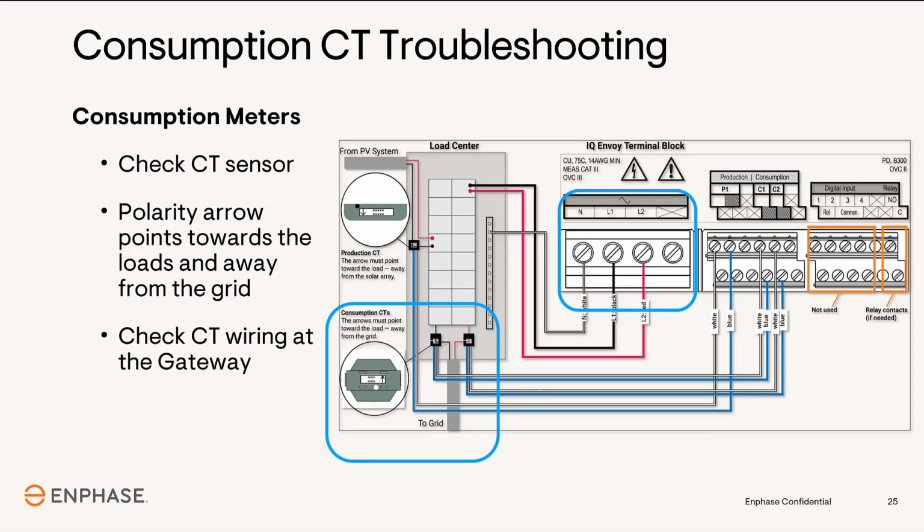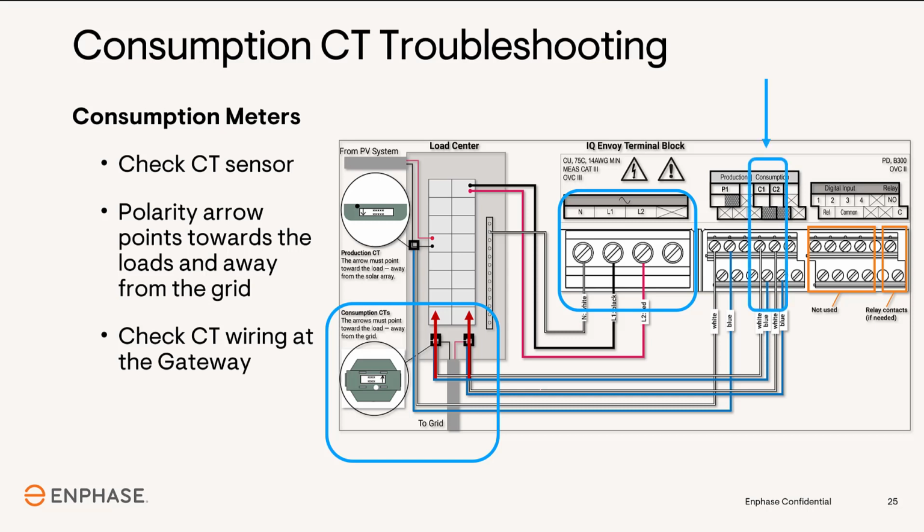When you're checking the sensor and wiring, it's important to remember that the consumption CT sensor that is connected to the L1 utility feeder line will have its white and blue wires connected to the C1 terminal blocks in the gateway. The CT sensor around L2 of the utility feeder line will have its wires connected to the C2 terminal blocks. Refer to the schematic on the door of the IQ combiner box if one is used. Verify that the polarity arrow for the consumption CTs is pointing towards the loads and away from what you want to measure, which is the utility grid in this case. Correct the sensor polarity if it's incorrect.